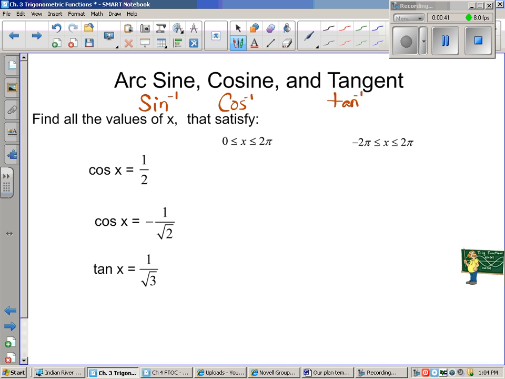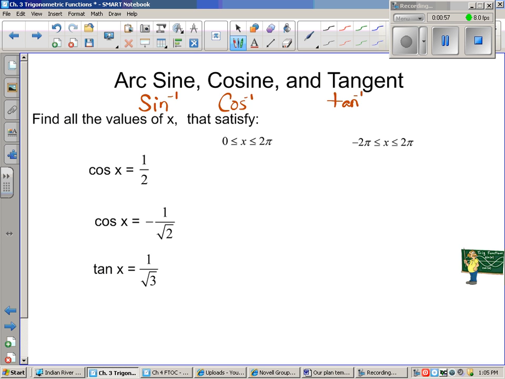In other words, I'm giving you what the ratio of sides are. I want to know what angle will make that true. And so in this first question that you see in front of you, cosine x equals 1/2, I basically am asking, when does cosine equal 1/2?